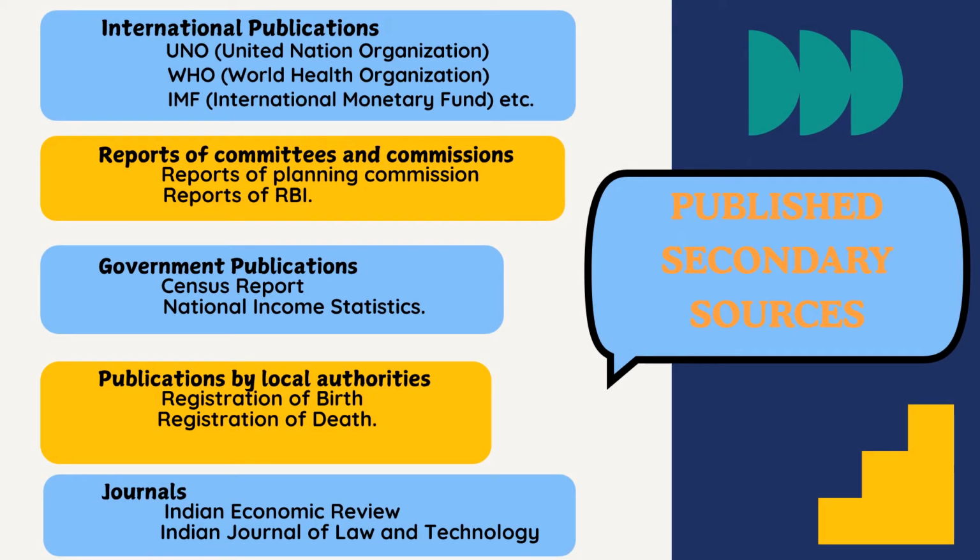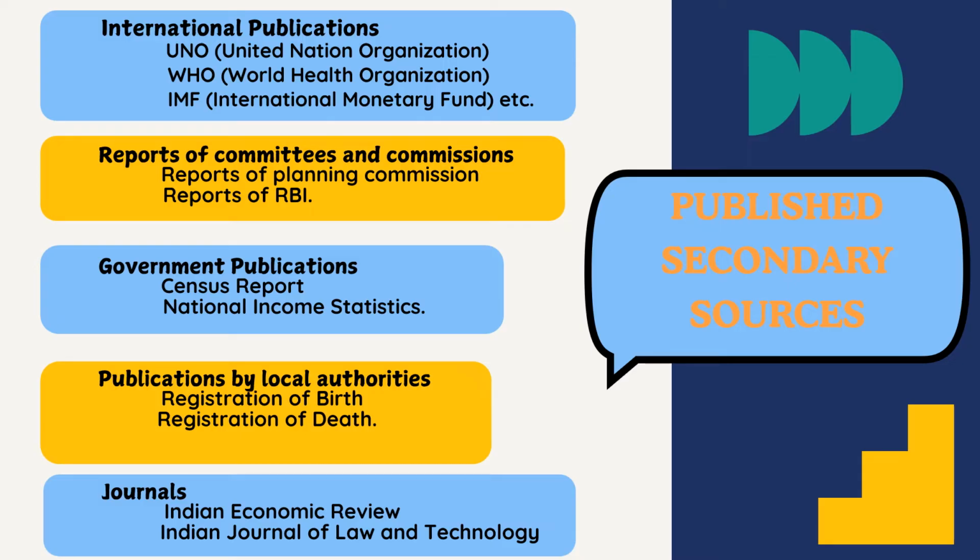First one was the published secondary sources. There are many published secondary sources from where you can collect the data. Some of them are named here with their examples. Let's see them one by one. The first one, the international publication. All the international publications which are available are always published secondary sources. For example, the UNO, United Nations Organization, WHO, World Health Organization, IMF, International Monetary Fund, etc. These all are international publications that you can use for your published secondary sources.